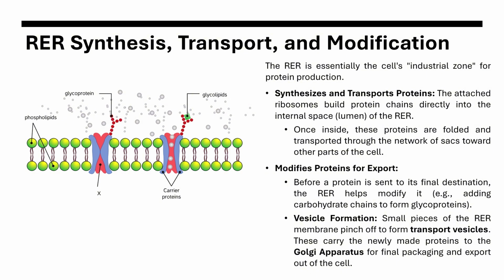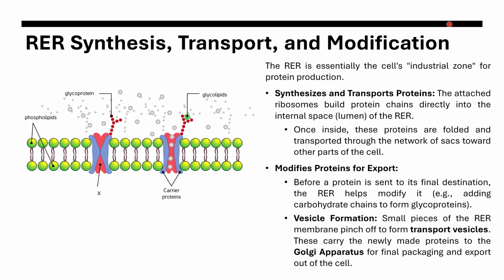But raw protein often is not ready for work yet. The RER helps to modify these molecules. A common example is adding carbohydrate chains to a protein to create a glycoprotein. Like in this picture, this is a glycoprotein. Think of this like adding a mailing label or a protective coating to a product before it leaves the factory. So these modifications tell the cell exactly where that protein needs to go and what its job will be.